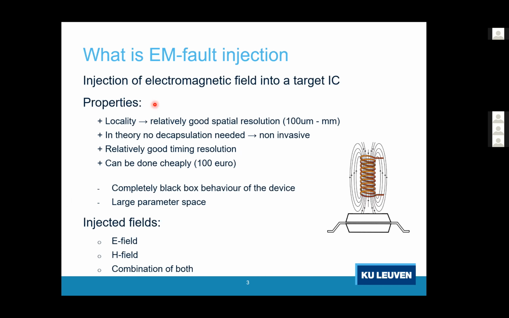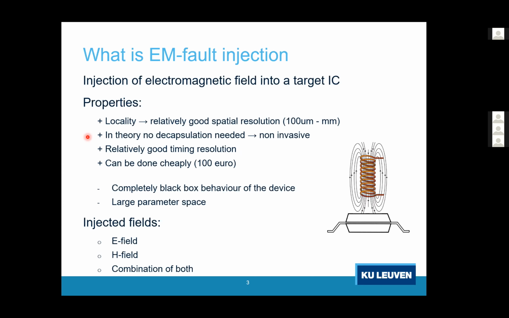The advantages of EM fault injection are that you can target only a single portion of the IC. So you can have a little bit of locality. For instance, you can only target the memory of the IC without exposing the rest of the die to the field. In theory, you don't need any decapsulation. The EM field will propagate through the packaging unless it's a metal package, which is in contrast to other fault injection techniques. For instance, with laser fault injection, you need line of sight, but that's not needed with EM fault injection. It will just propagate through the package.